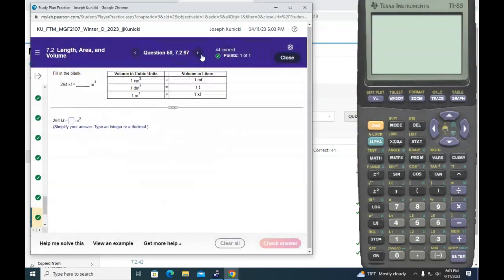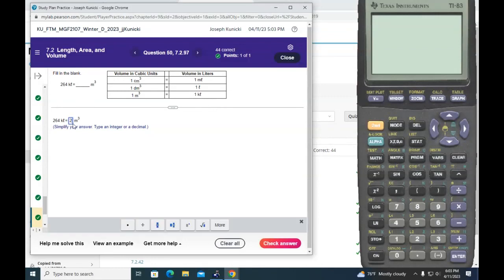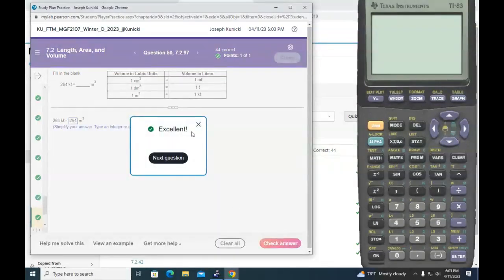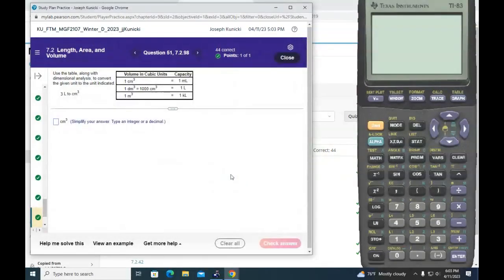97. We just go to the table for this. 264 kiloliters. So find kiloliter. It's on the bottom middle. And they're equivalent. 1 kiloliter equals 1 cubic meter. So this is a 1 to, oh, I'm sorry, they have the table right in front of me. So it's 264. It's a 1 to 1. Correct? Yeah. Good. Easy. I like these.